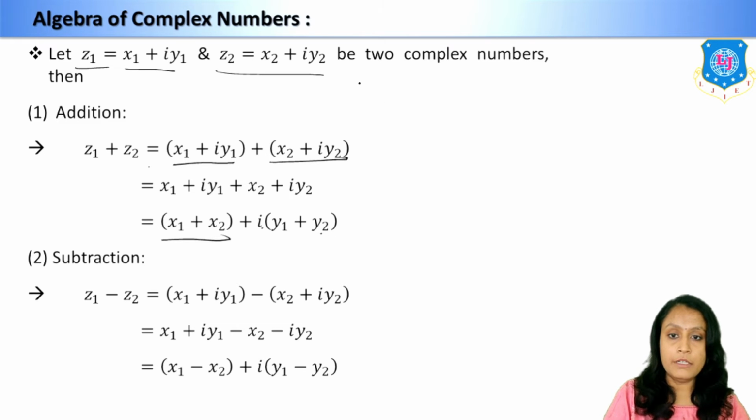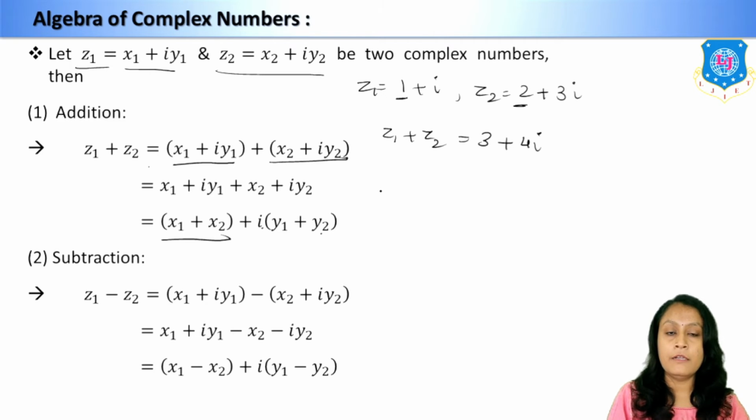Let's see an example. Consider z1 as 1 plus i, and z2 as 2 plus 3i. Now we will add z1 and z2. So these are the real parts, add them. So this is 3. Now add the imaginary part. So i plus 3i, that is 4i.